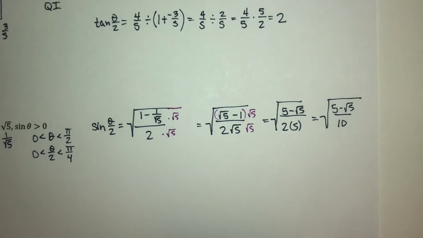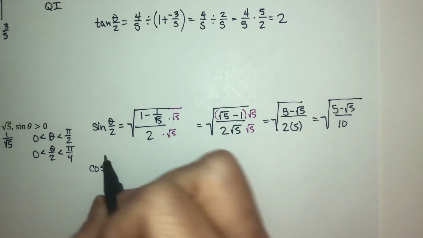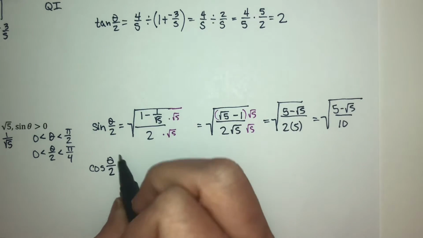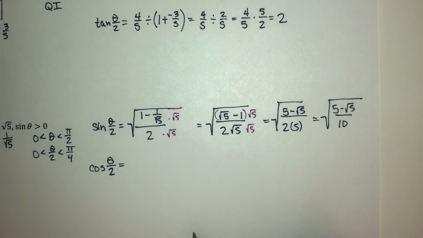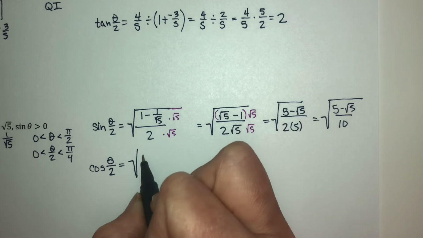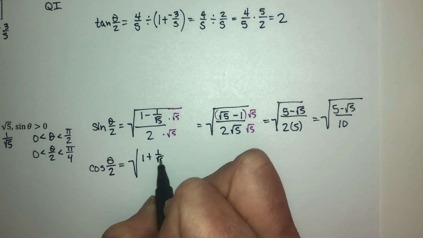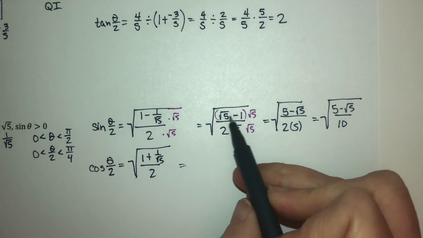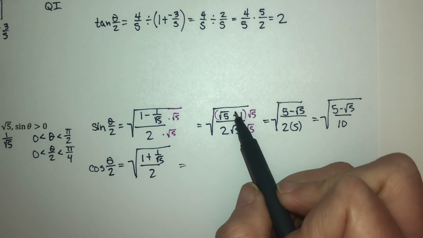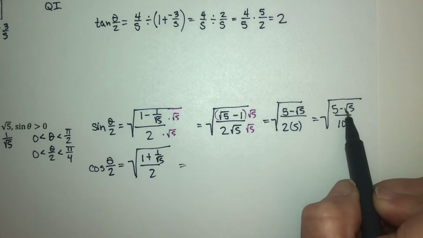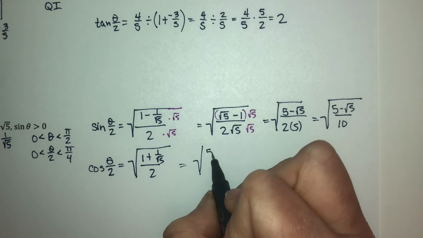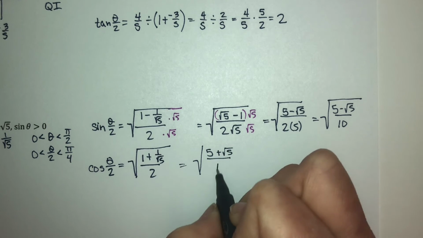Okay? Now cosine of theta over 2 is the same thing, but with a plus sign here. Basically nothing changes in all of these calculations, except this is going to stay a minus sign all the way through, and this is going to be a plus sign all the way through. So we have 5 plus the square root of 5 over 10.